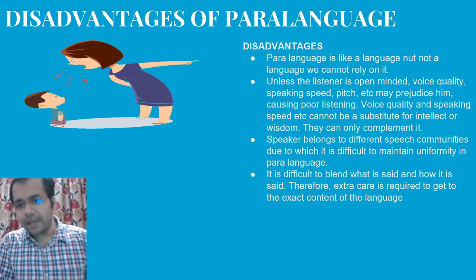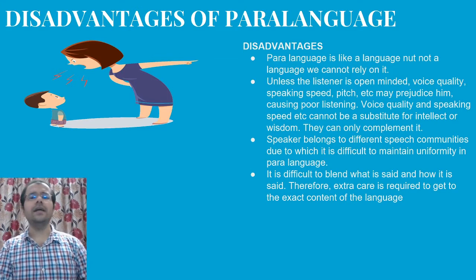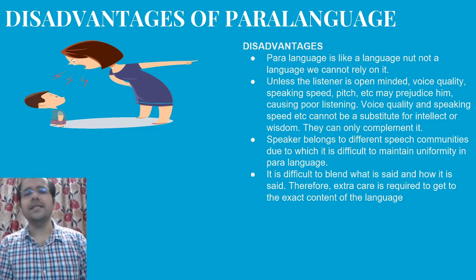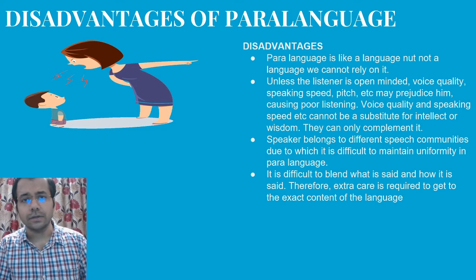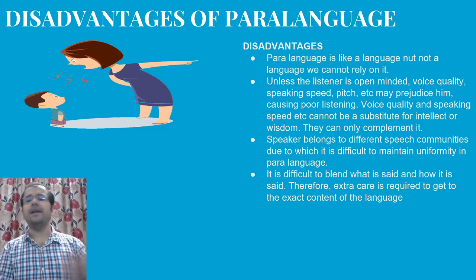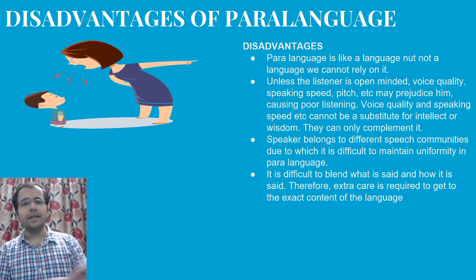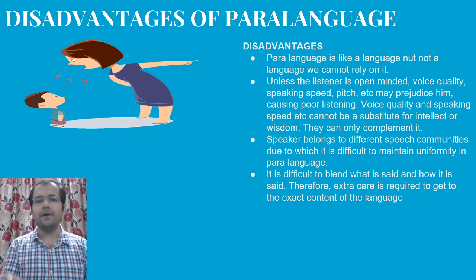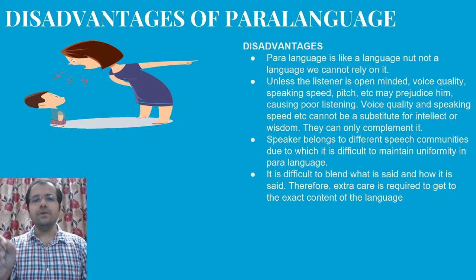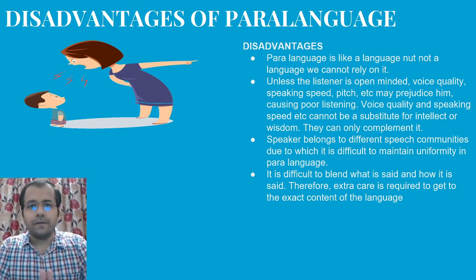The speaker belongs to different speech communities, due to which it's difficult to maintain uniformity in paralanguage. Now, we are talking about India only. India has multiple languages, multiple types of people, and multiple religions also. So the kind of uniformity in paralanguage is difficult, because, like I've told you, in some cultures and nationalities there is a particular type of thing which you do not want to open up in front of everyone.